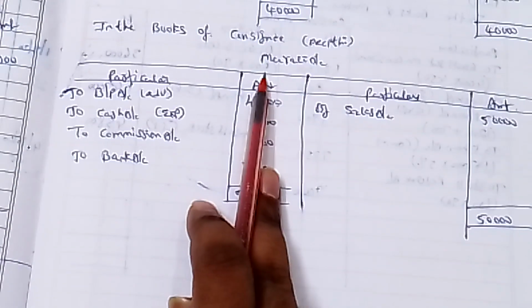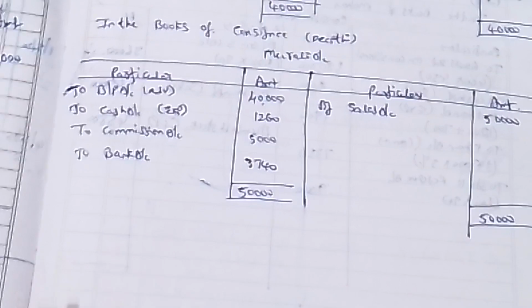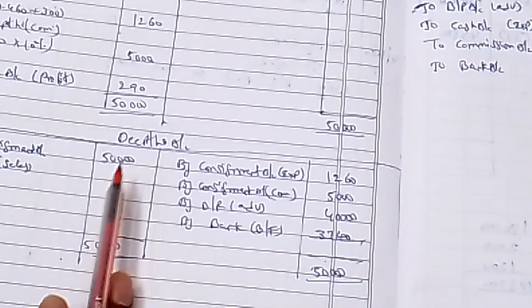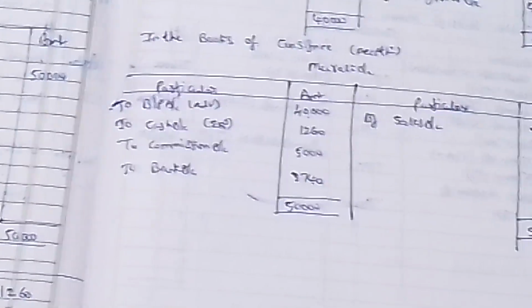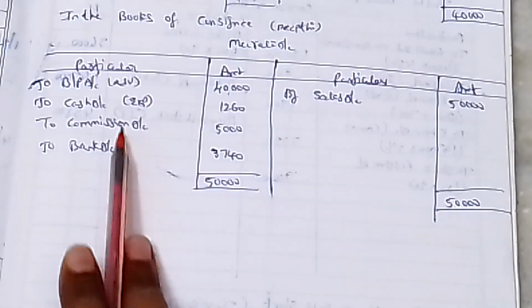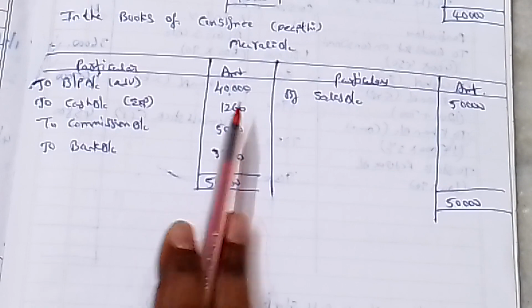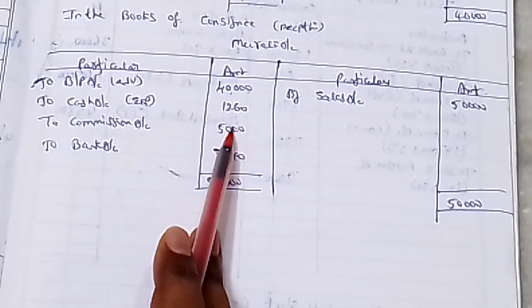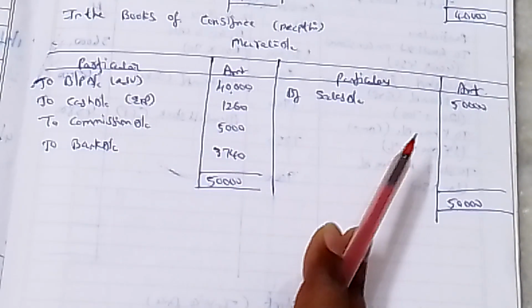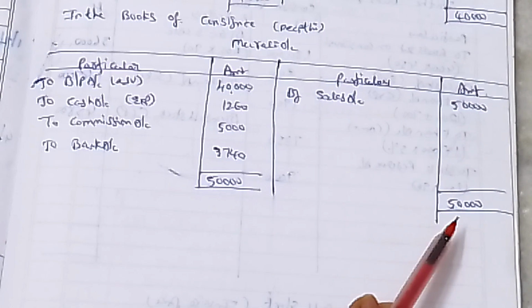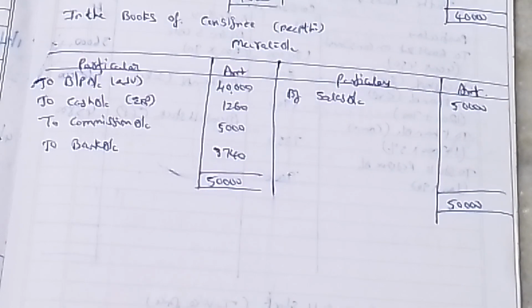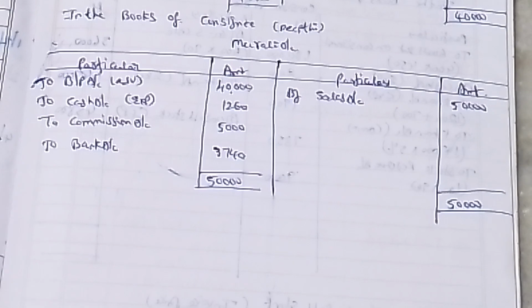The Murali account in Deepthi's books is the reverse. To bills payable advance 40,000, to cash expenses 1,260, to commission 5,000, by sales 50,000. 50,000 minus 40,000, 1,260, 5,000, the balance difference amount transferred to bank, 3,740. So let us see another problem in the question paper.